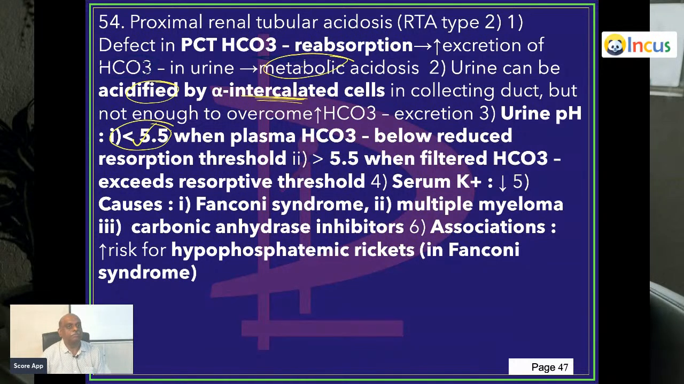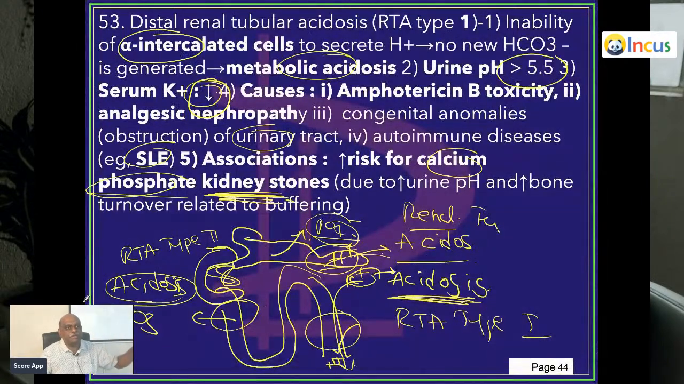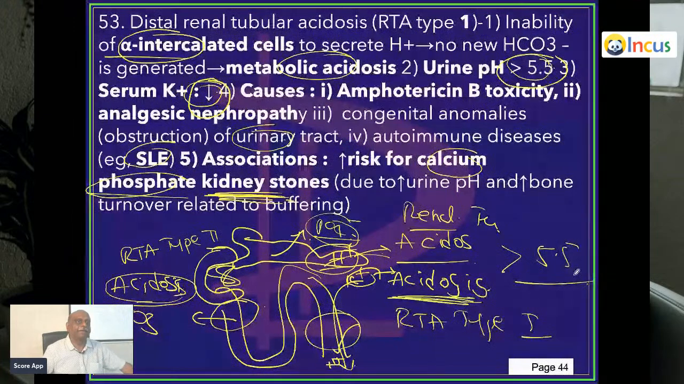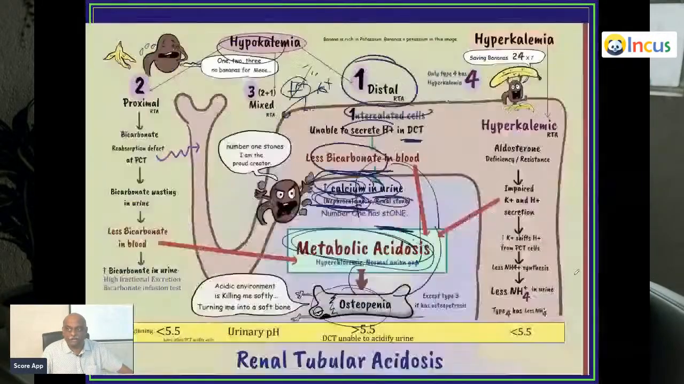So that is the reason urine can be acidified. Whereas in distal renal tubular acidosis, alpha intercalated cells are not working at all. H plus secretion is impossible. The only thing possible is that the proximal renal tubule can excrete bicarbonate. That's the reason urine pH can still be more than 5.5. Alkalinity of the urine is possible in distal renal tubular acidosis. Acidification is not possible because alpha intercalated cells are not functioning, are not secreting.